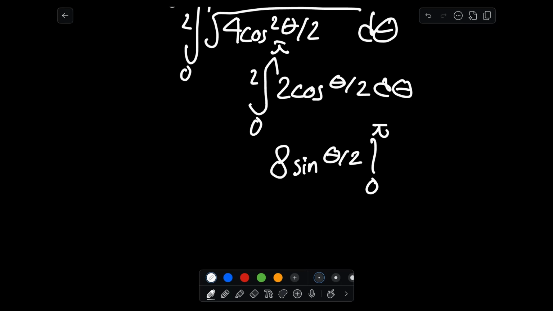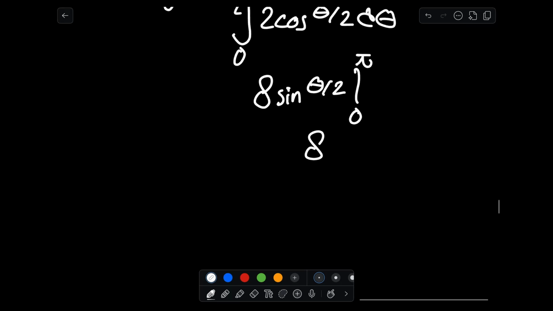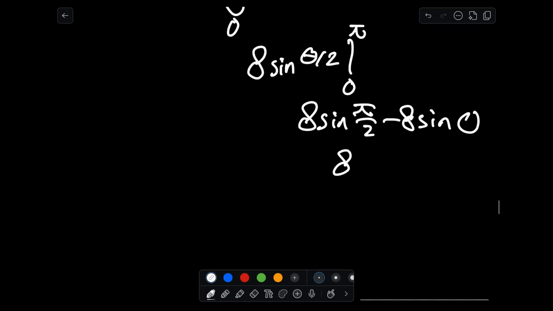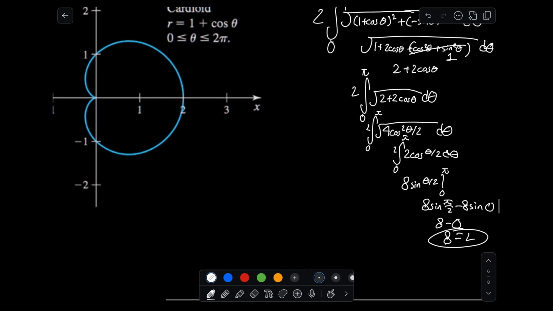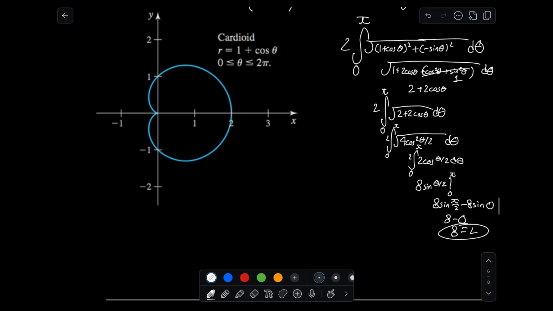It's going to be 8 sine of pi over 2 minus 8 sine of 0. This is just going to be 8. This is going to be 0, so it's going to be 8 equals our arc length, which you wouldn't imagine being the answer to this problem right here. And just to make sure, I'll plug it into Desmos to double check everything.